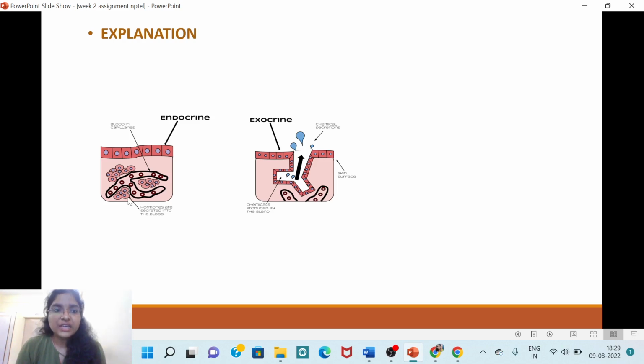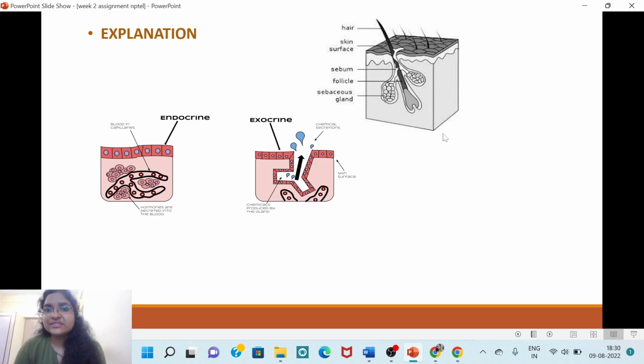The difference is that endocrine glands secrete hormones directly into the blood, whereas exocrine glands secrete chemicals. They do not secrete hormones, right? Exocrine glands secrete chemicals like sebaceous gland secretes sebum, like into the skin surface, not to the blood. Endocrine glands secrete the hormones into the blood directly, whereas exocrine gland have chemical secretions, right?